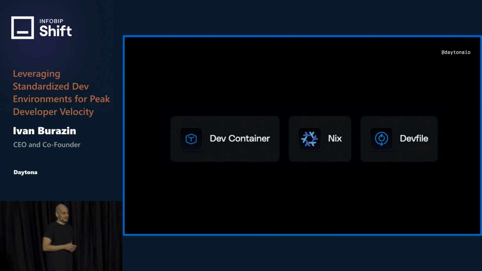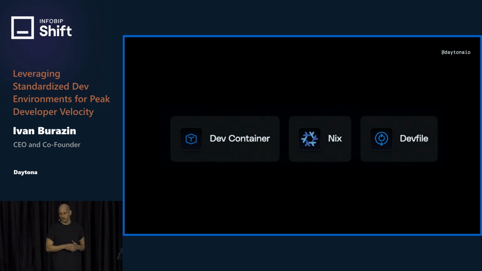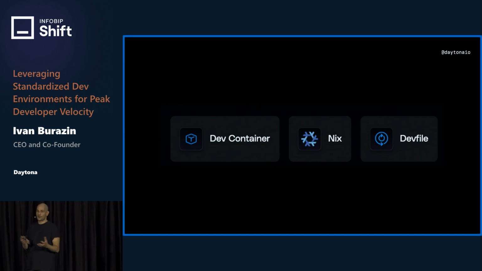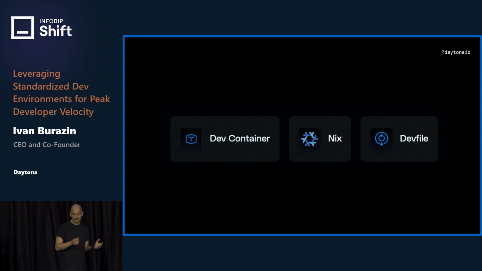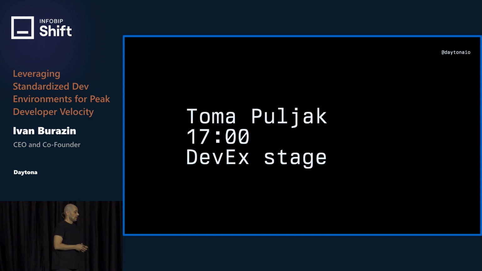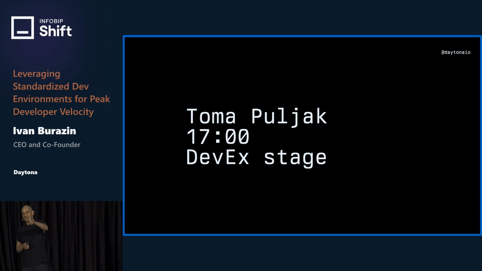So they have theirs, and there's also an old kid on the block. Nix is about 15 years old, and the way that the Nix operating system is built, it uses a configuration file to set up that operating system, and it's been used actively lately in this world of development environments as well.